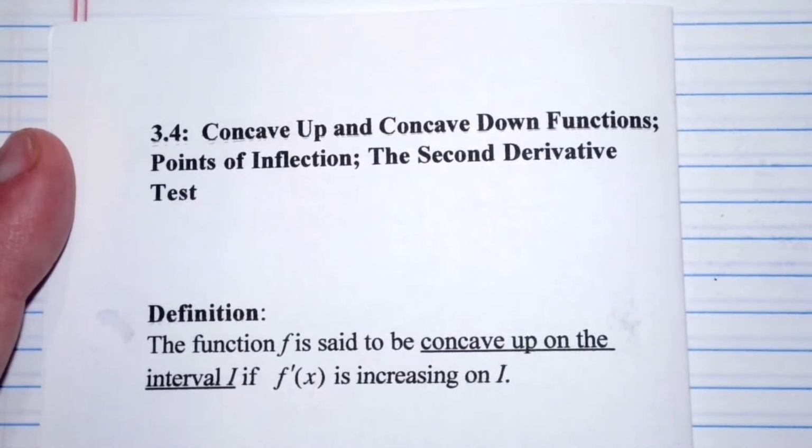In this video, we're going to start talking about the second derivative test. But before we do that, we need to talk about intervals of concavity. We need to talk about what it means for a function to be concave up on an interval and concave down on an interval. Alright, so the function f is said to be concave up on the interval I if the first derivative is increasing on that interval I.